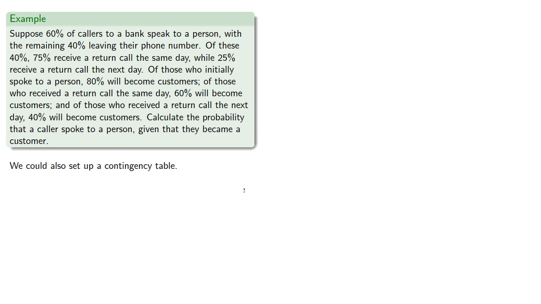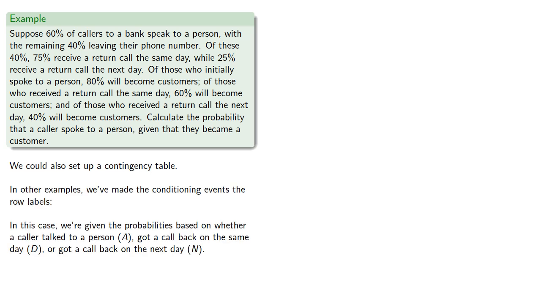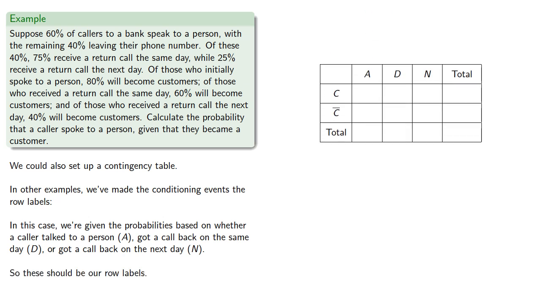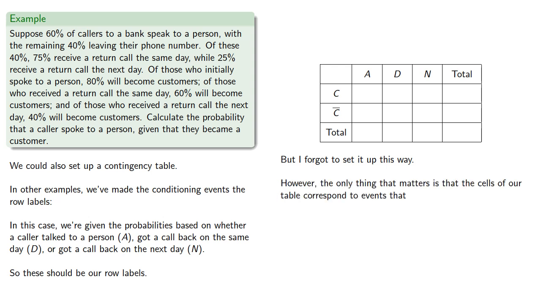We could also set up a contingency table. In other examples, we've made the conditioning events the row labels. In this case, we're given the probabilities based on whether a caller talked to a person, A, got a call back on the same day, D, or got a call back on the next day, N. So these should be our row labels. But I forgot to set it up this way. However, the only thing that actually matters is that the cells of our table correspond to events that are mutually exclusive and include all possibilities. And in this case, we have set up a table that satisfies these two, so we'll use the table as written.